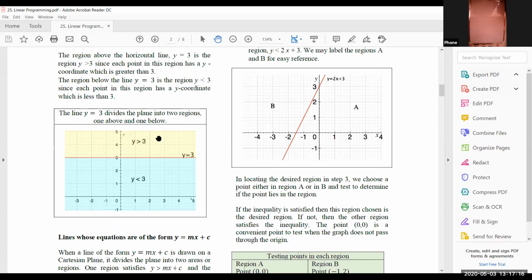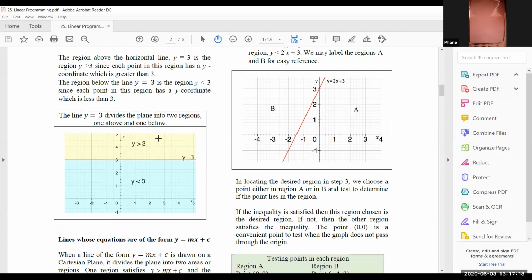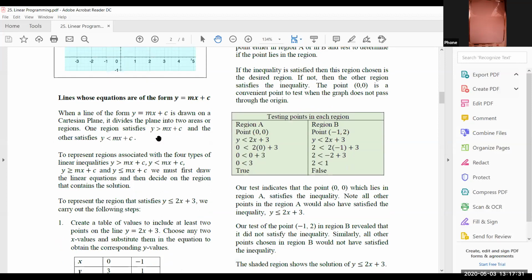Yes, sir. Right, so that is only if we're dealing with horizontal and vertical lines. Now, based on our knowledge on coordinate geometry, we know that there are lines that have a slope, right? So they will therefore have the equation y is equal to mx plus c. So you all remember this equation with the coordinate geometry? Yes. So, right, lines whose equations are of the form y is equal to mx plus c.